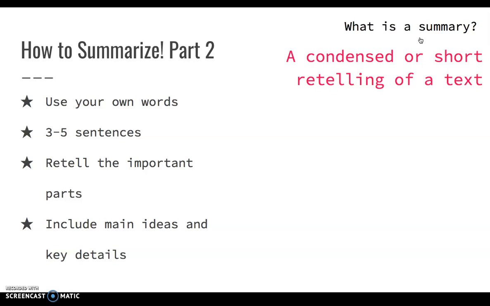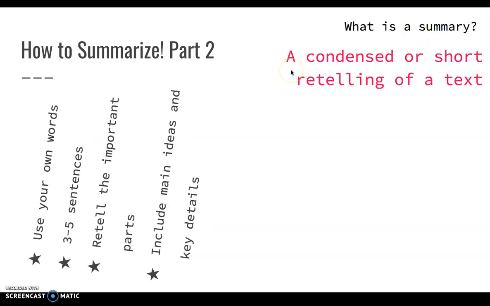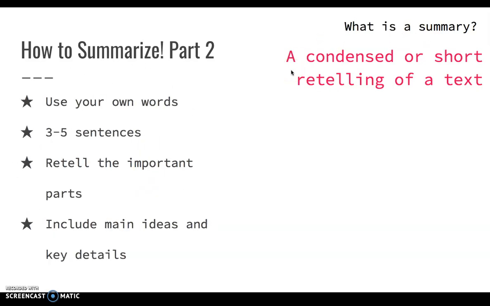As a way of review, we need to make sure that we are doing these 4 things when we're writing a summary. Once again, use your own words. It's important that you're not copying word for word from the text. Then make sure you're not writing any more than 3 to 5 sentences. Your summary is going to depend on the amount of details you're getting out of the text and how long the text is, but you don't want it to be as short as a main idea, and you don't want it to be as long as an entire page. So, 3 to 5 sentences.